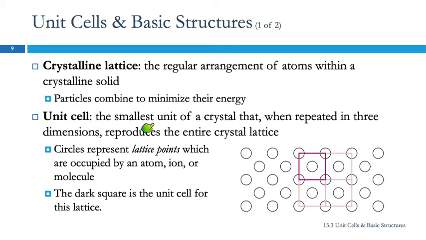That's the smallest unit of a crystal that, if you repeat it in 3 dimensions, gives you the entire crystal lattice. So here we have a 2-dimensional lattice where the lattice points are represented by circles. Those would be the atoms. And so here in pink, this is the unit cell. That is the smallest piece that, if you repeat it over and over again, you get the overall crystal.